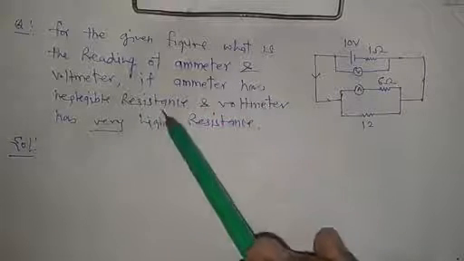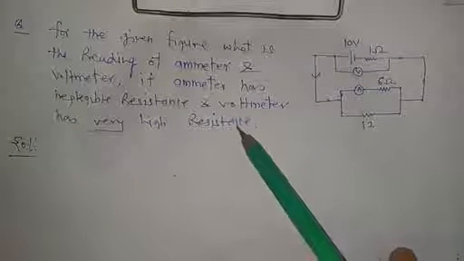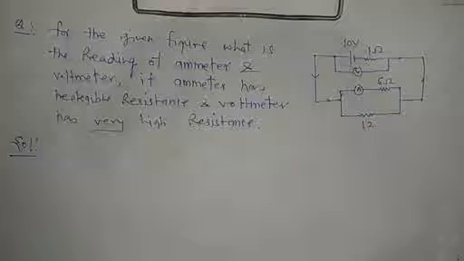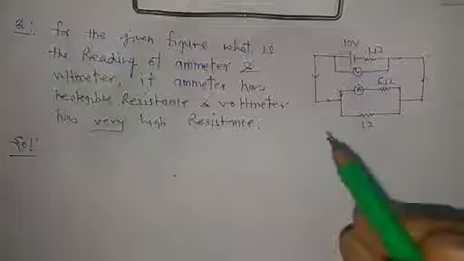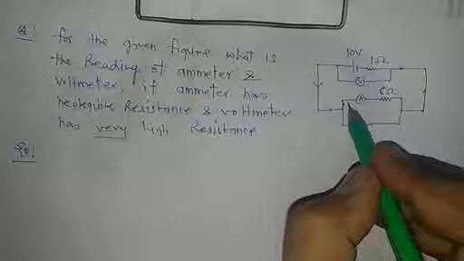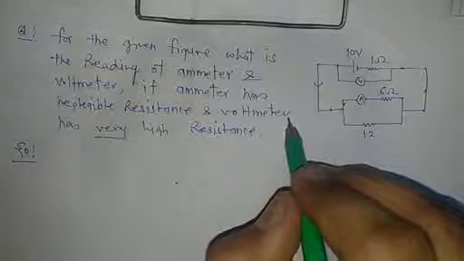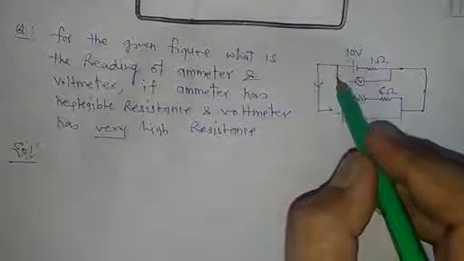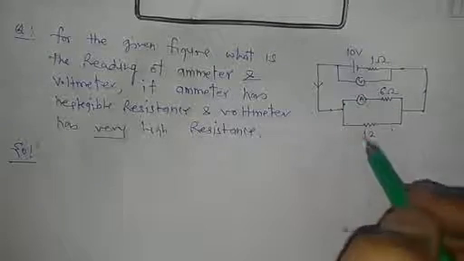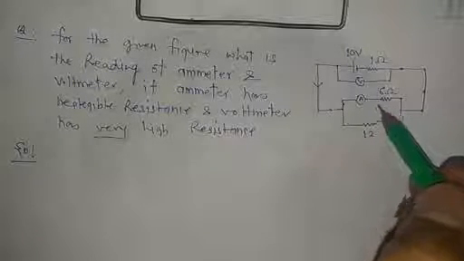If the ammeter has negligible resistance and the voltmeter has very high resistance, we need to calculate the ammeter reading as well as the voltmeter reading. It means we have to calculate the current flowing through the 6 ohm resistance, the arm having 6 ohm resistance, and the terminal potential difference across the cell which is supplying current through the parallel combination of resistance. Now let us see how we can solve it.